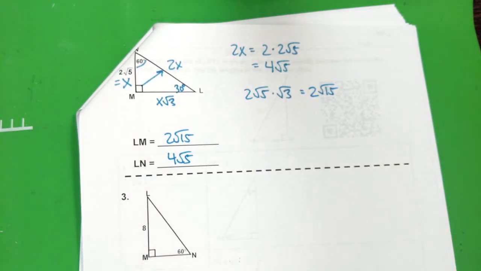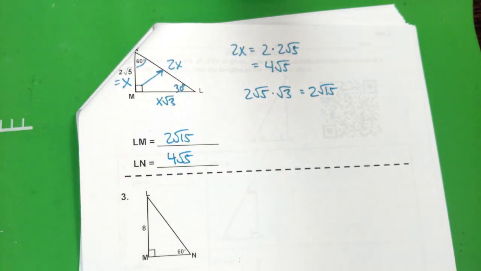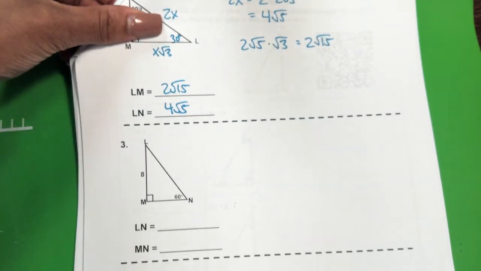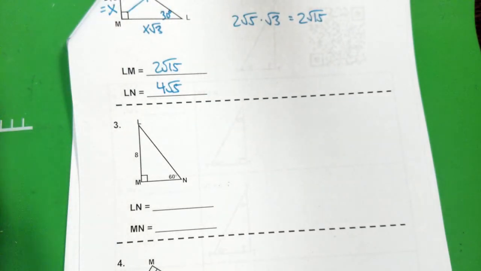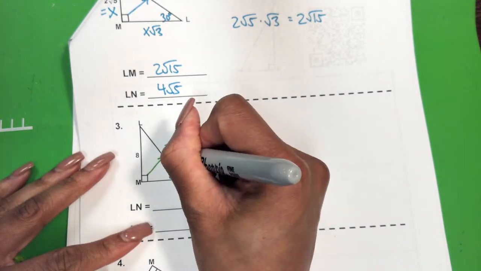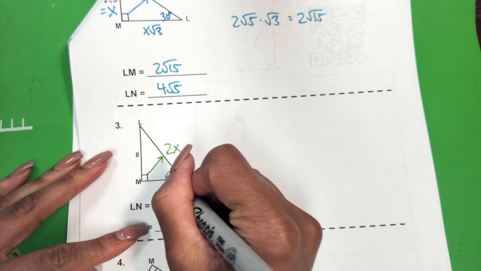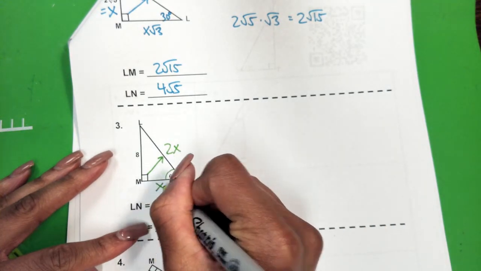Okay, so label your triangle first, and then solve for x. Let's try example number 3. What am I going to do? I'm going to label my triangle first. My hypotenuse is easy. I know it's 2x. And then anything by the 60 is going to be x.